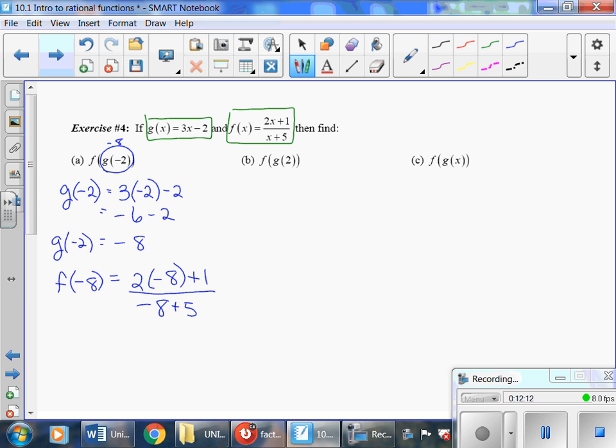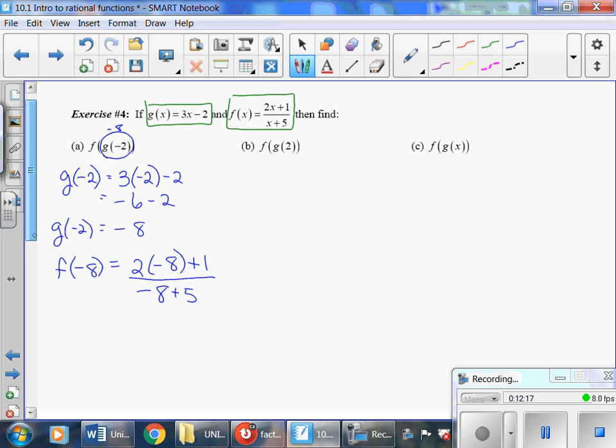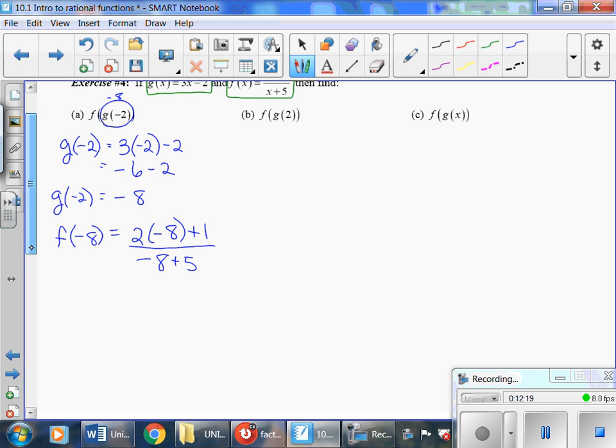And again, I'm going to remind you, when you're evaluating this, please use your fraction bar on your calculator, or you can also just make sure you're calculating the entire numerator and the entire denominator and doing the division last. So if we do this, we get negative 16 plus 1, which is negative 15, divided by negative 8 plus 5, which is negative 3. So my answer is a positive 5.